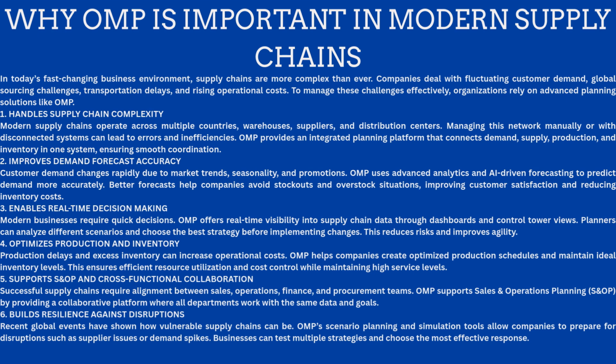5. Supports S&OP and cross-functional collaboration. Successful supply chains require alignment between sales, operations, finance, and procurement teams. OMP supports sales and operations planning, S&OP, by providing a collaborative platform where all departments work with the same data and goals.